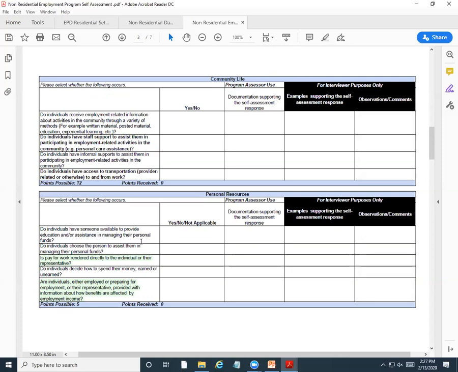So we will move down to personal resources. Is pay for work rendered directly to the individual or their representative? Pretty self-explanatory. Are individuals either employed or preparing for employment, or their representative, provided with information about how benefits are affected by employment income? This is not an education we expect the setting to provide right now, but we would expect that they would refer for that DB 101 training or other training that would help them understand how their income affects their benefits.